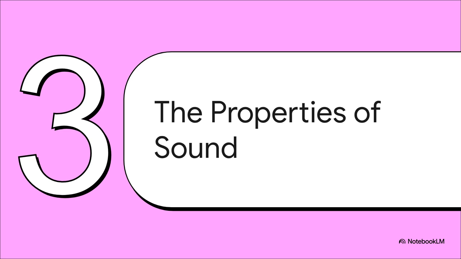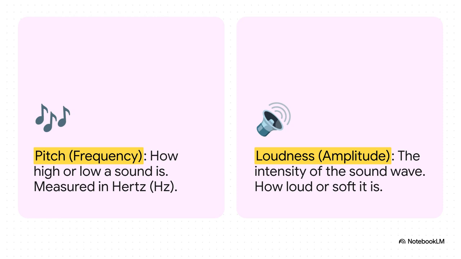Well, that brings us to the actual properties of the wave itself. Really, it all comes down to two main things. You've got pitch, which is all about frequency, basically how many waves pass by a certain point every second. The more waves, the higher the pitch. Then you've got loudness. That's all about amplitude, which is just the size or the intensity of the wave. A bigger, more powerful wave means a louder sound.